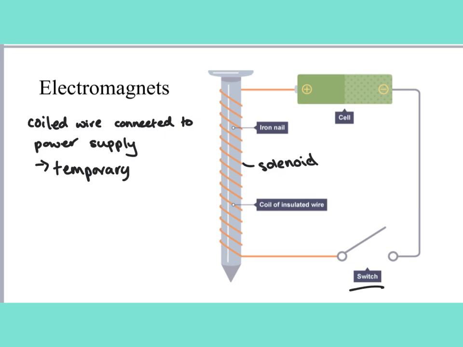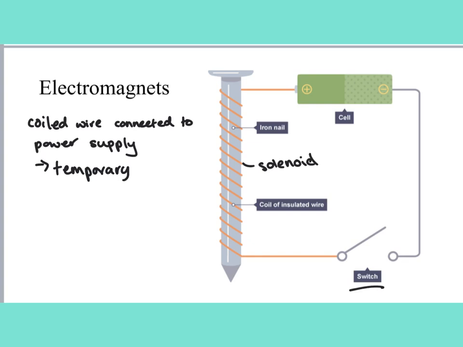Temporary magnets, they are not on all the time. So when the switch is off, as it is in the diagram, this will not be acting as a magnet, so it won't be able to pick up any magnetic objects. It will only work when the switch is put into the on position, and as soon as it's turned off, then we say it's demagnetized and it's no longer a magnet. This is different to bar magnets that we've looked at before, because bar magnets are permanent magnets and they cannot be turned off. Another difference between electromagnets and bar magnets or permanent magnets is that you can change their strength.